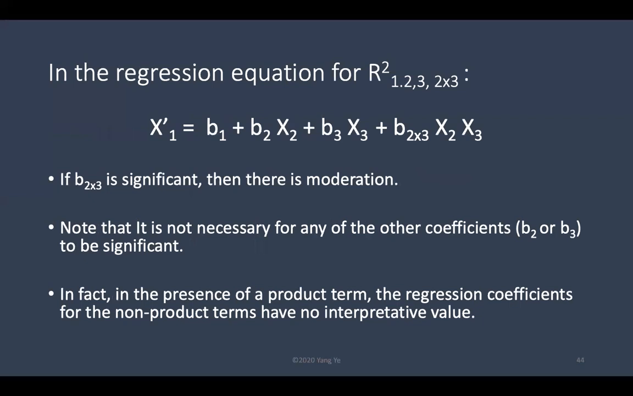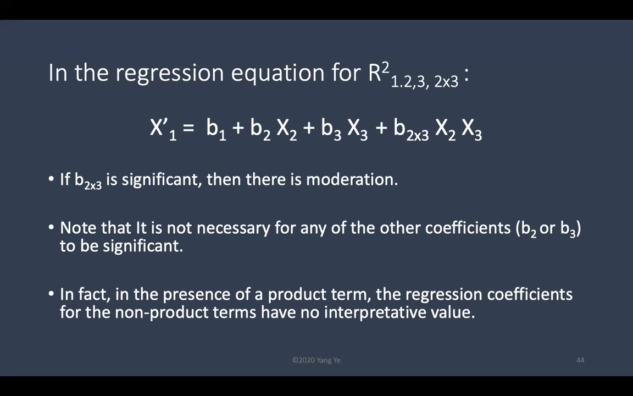So here is the regression equation for this model, right? Remember, notice that I've now changed the notation of the b's a little bit differently. So instead of a and b, I'm just going to use all b's. So x1 prime equals b1, which is the intercept, plus b2 x2, where b2 is the coefficient for x2, plus b3 x3, plus b23 x2 times x3. So x2 times x3 means the interaction between x2 and x3.